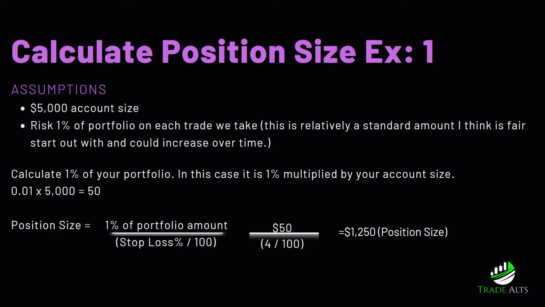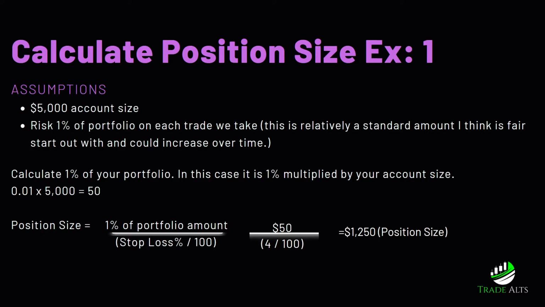Now, to calculate the position size that we're going to use for the Atom trade that we discussed on the previous slide, right? We found our entry. Now we're going to enter the trade, but we have to figure out what is the appropriate position size to take. So in order to do that, here's the formula that you can follow. This is something you probably want to write down. Your position size is going to equal 1% of your portfolio amount over your stop loss percentage divided by 100. Okay, so if you go back to the Atom trade, 1% of our portfolio is $50, which we calculated above.